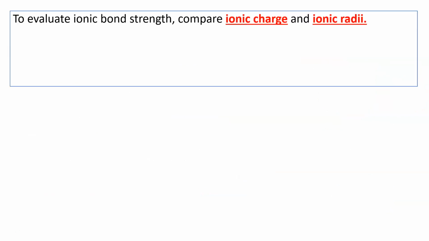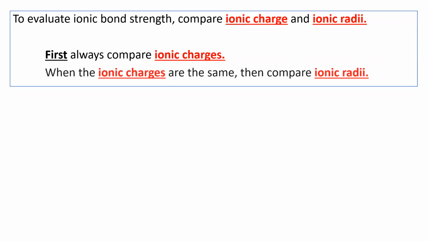To evaluate ionic bond strength, you always compare ionic charge and ionic radii. We first always compare ionic charges. That's your number one thing: see if the charges are the same or if they're different. If they're the same, then we look at radius.